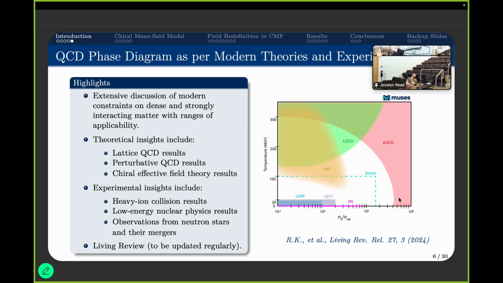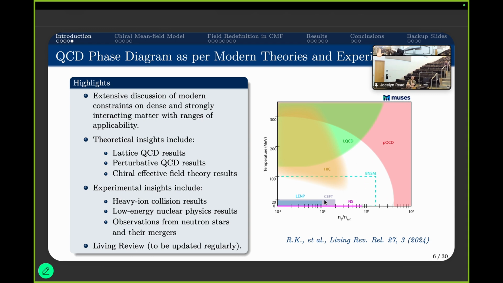So these regions tell us the various theories or experiments that constrain the QCD phase diagram, for example the equation of state. On the theoretical side, we have lattice QCD, perturbative QCD, and chiral effective field theory, which constrain the QCD phase diagram. And on the experimental side, we have heavy ion collision experiments and low energy nuclear physics results, like saturation properties and the liquid-gas phase transition, and we have observational data from neutron stars and their mergers, which roughly has been shown here, which constrain the equation of state in this particular T versus n_B plane.